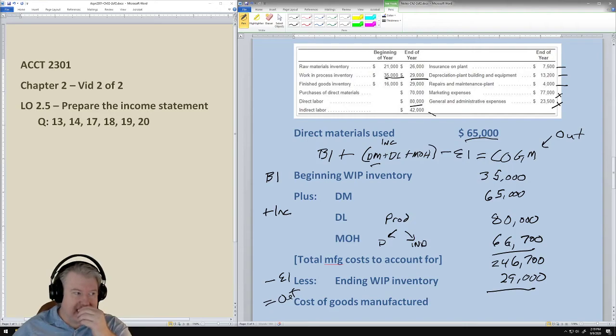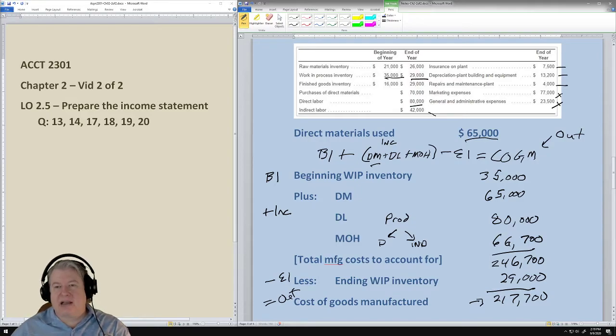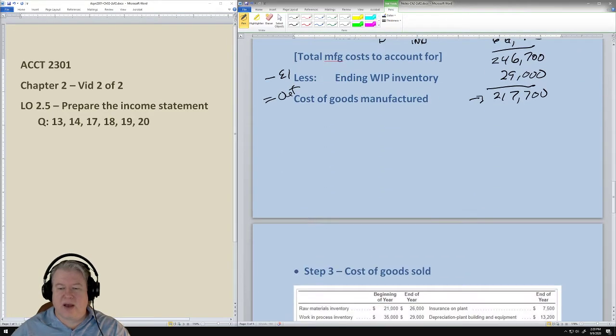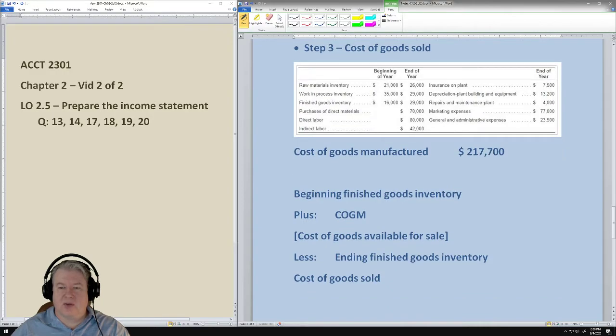And this will be, and I'm actually going to look at the calculation here, 217,700. So what does that mean? Well, we had a bunch of stuff in work in process. This is how much we completed during the period. We completed this amount of goods. These are the items that actually entered into the finished goods inventory. So if that was step 2, the cost of goods manufactured, we're going to move down to step 3, the cost of goods sold.